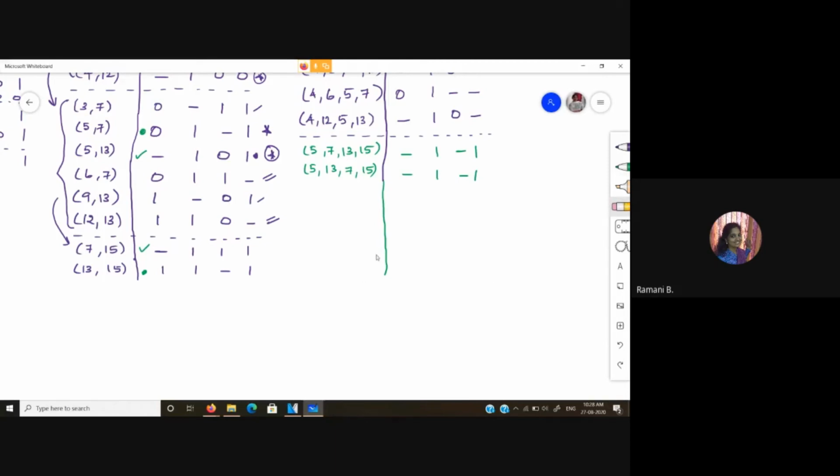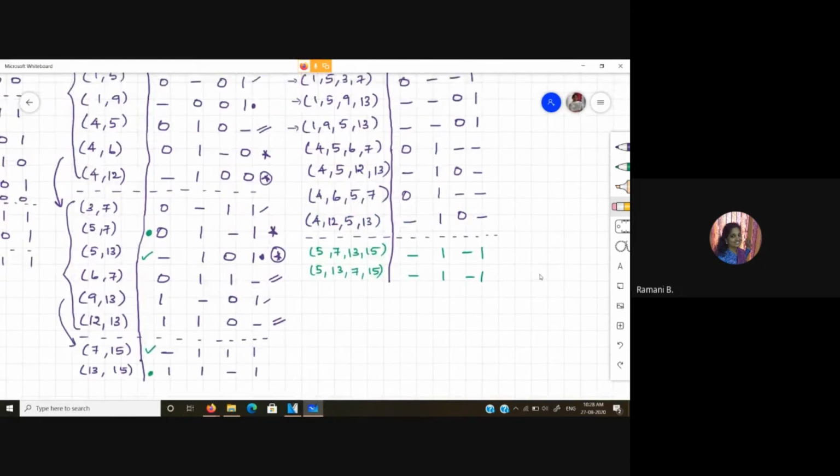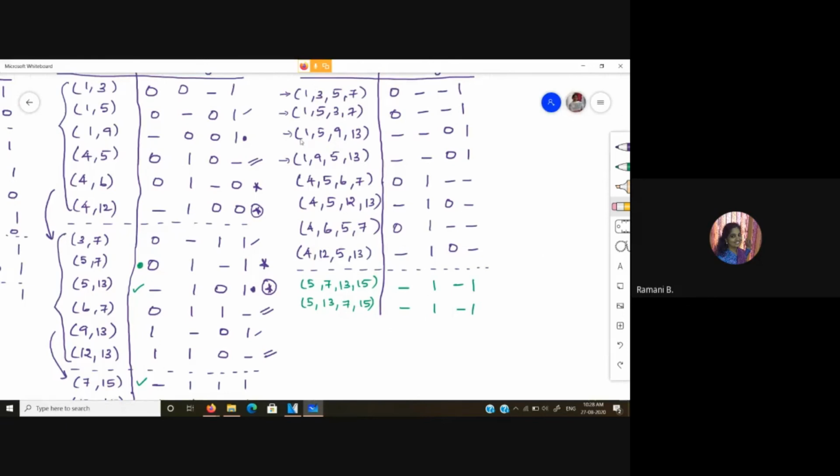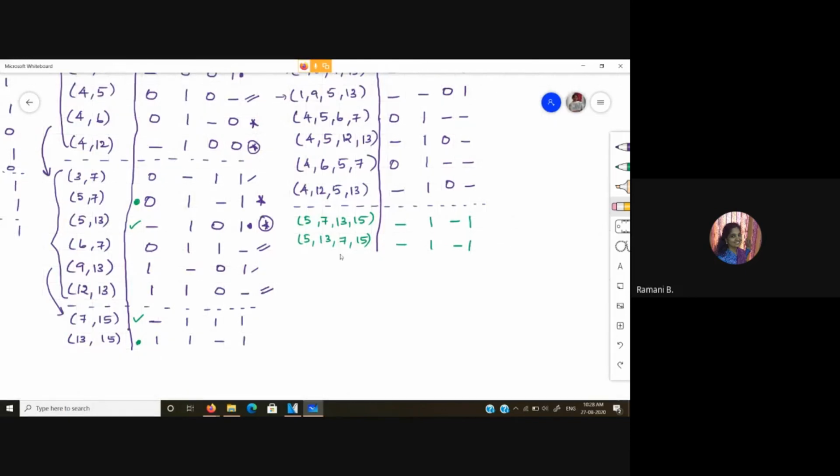So we don't have further groups over here, and we can also see that all the minterms are covered. We have 1 3, 1 5, 1 9, 4 5, 4 6, 4 12. Similar way 3 7, 5 7, 5 13, 6 7, 9 13, 12 13 in the first group. Similar way we have 7 15 and 13 15 also. So here nothing is essential.